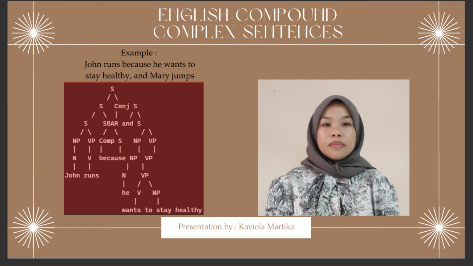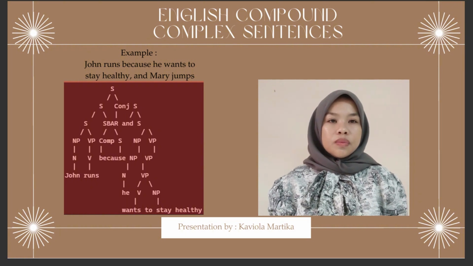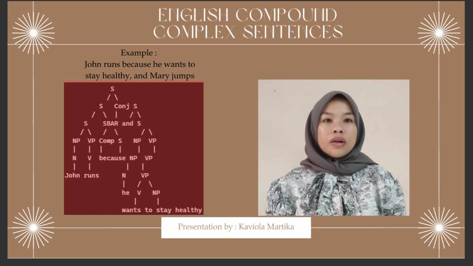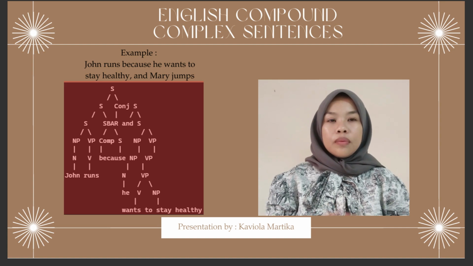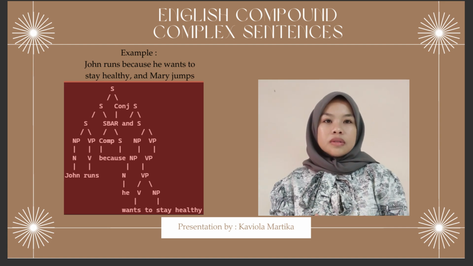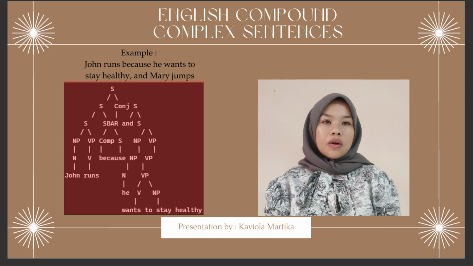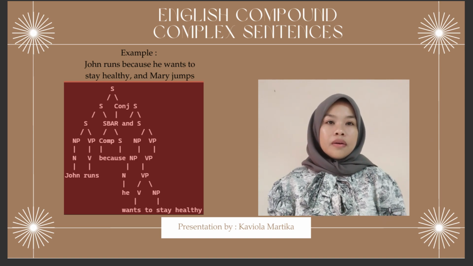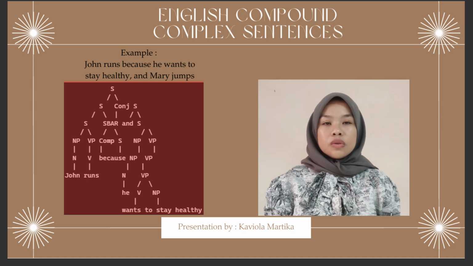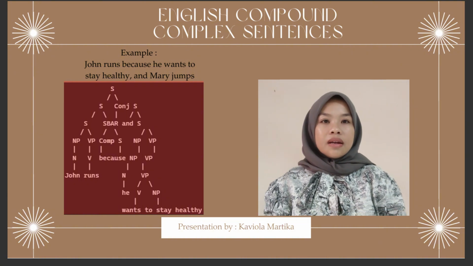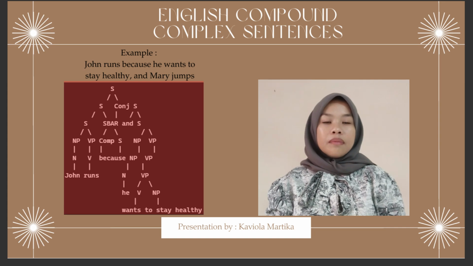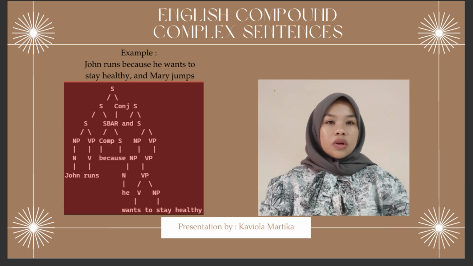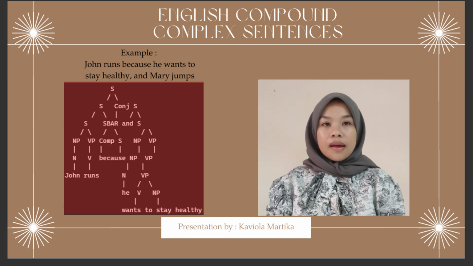the conjunction "because". And the subordinate clause consists of the complementizer "because", which starts the subordinate clause. The subordinate clause consists of the noun phrase "he" and the verb phrase "wants to stay healthy". The second main clause consists of the noun phrase Mary and the verb phrase jumps, and is connected by the conjunction "and".